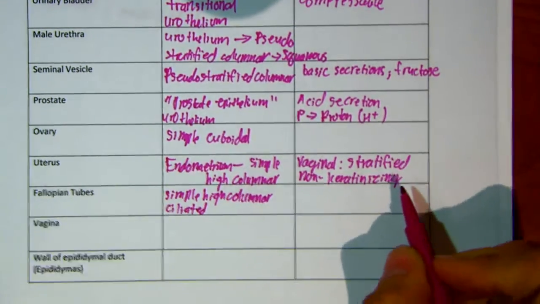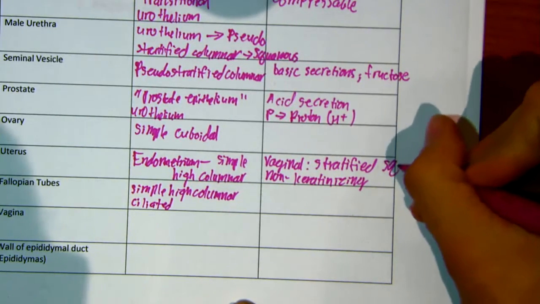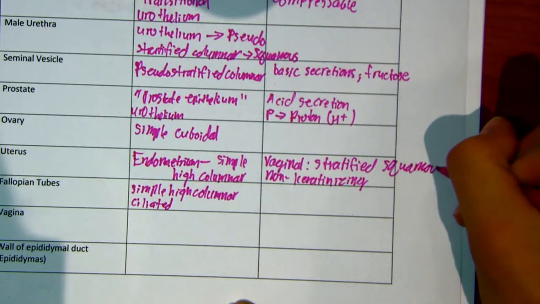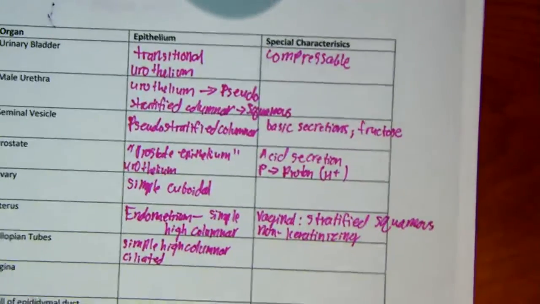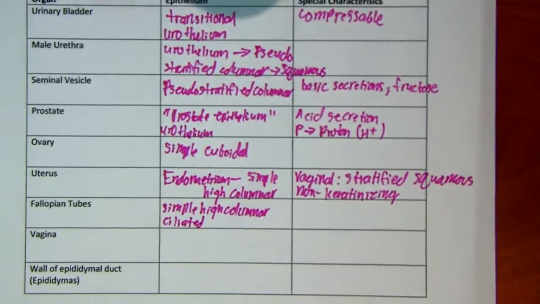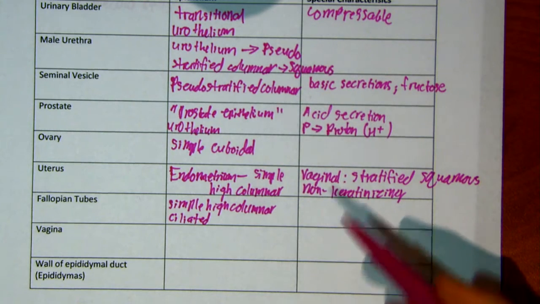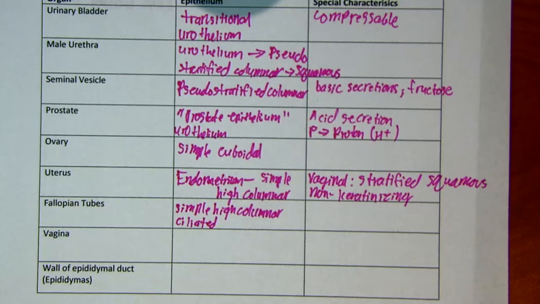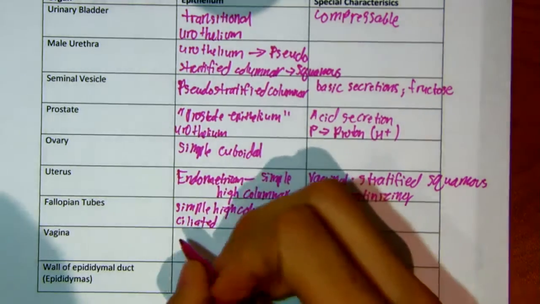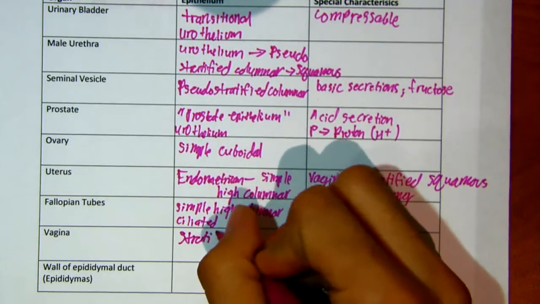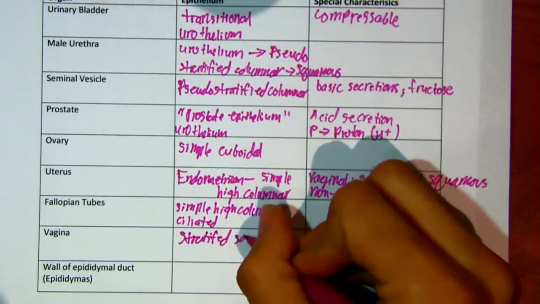All right, so vaginal, we said stratified, oh, I forgot to write squamous, thank you. Stratified squamous. All right, thank you for catching that. And we already talked about it up here, so let's repeat it. Vaginal epithelium. I want to hear everybody say it. Yeah, there we go. Stratified squamous non-keratinizing epithelium.